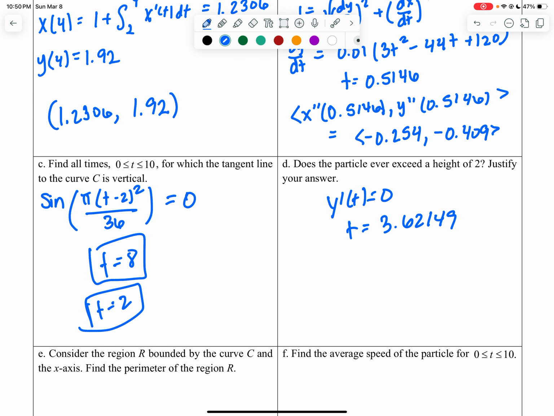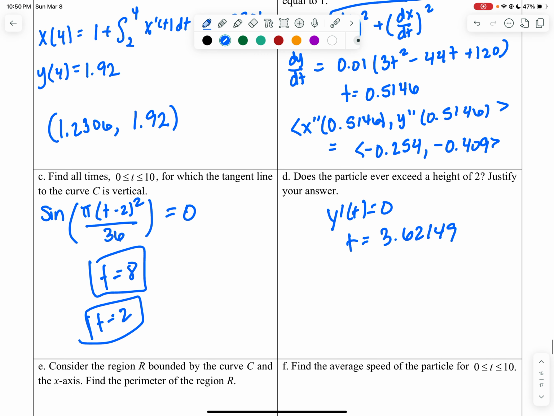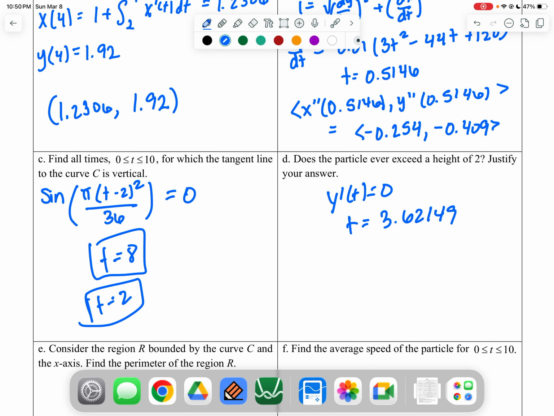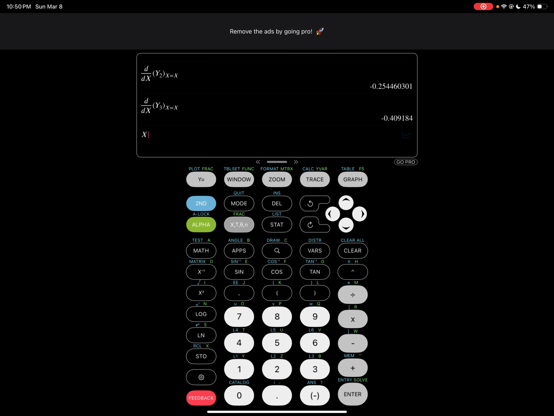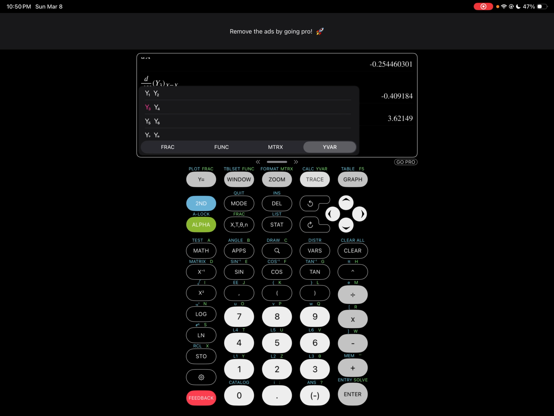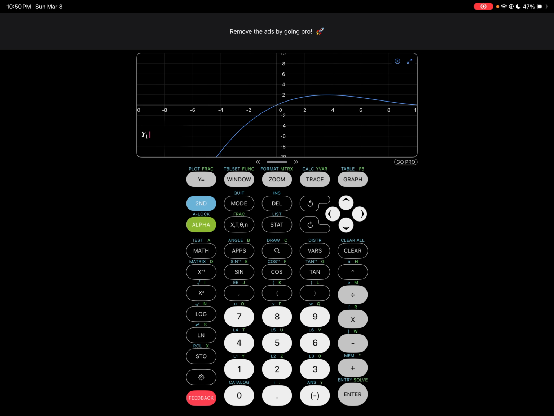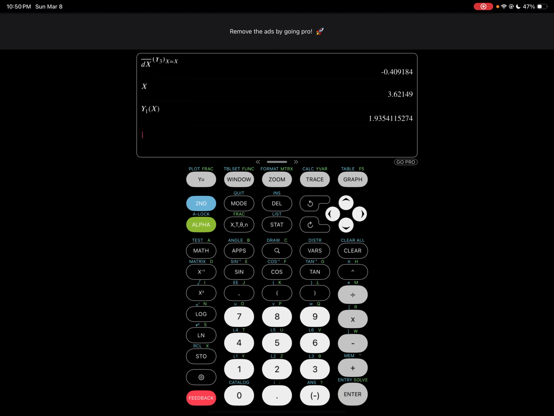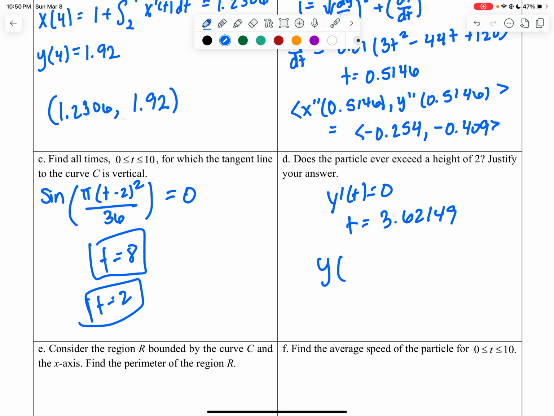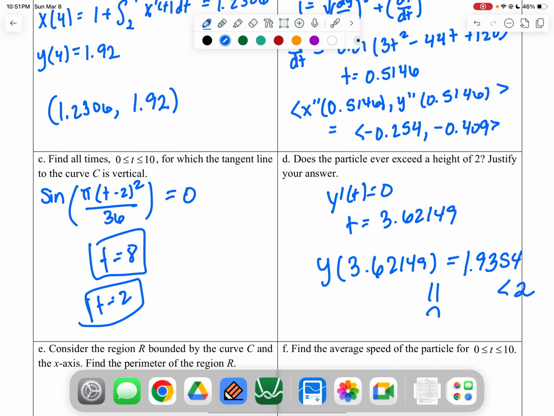So then we will just plug it into the original function, which means, using our little trick, x is going to be, plot twist, 3.62149. And we already know that y1 represents my function of y, so this means that we get 1.9354. Since this is less than 2, we never exceed a height of 2, unfortunately.